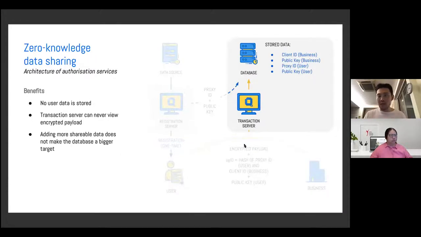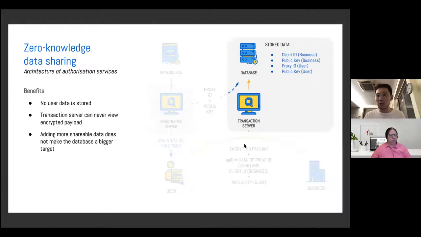So, a few benefits of this. So let's go over this. One, the transaction server does not store any user data. It doesn't save anything. It doesn't store any user information. All it knows is that random encrypted messages are going between some user and a business, but it doesn't know who the user is because it never sees the user's actual ID.